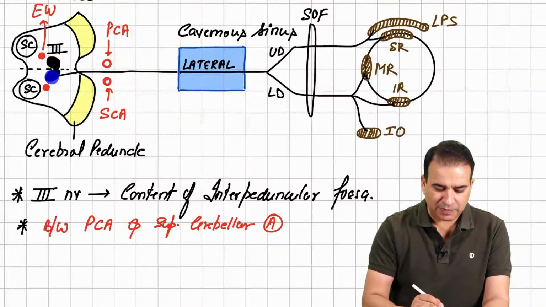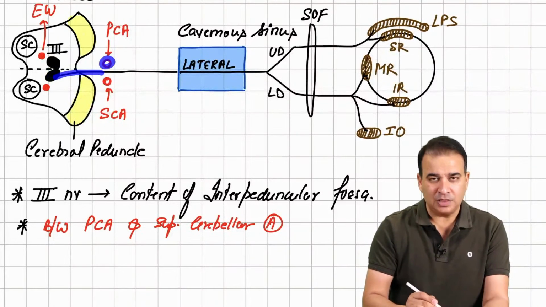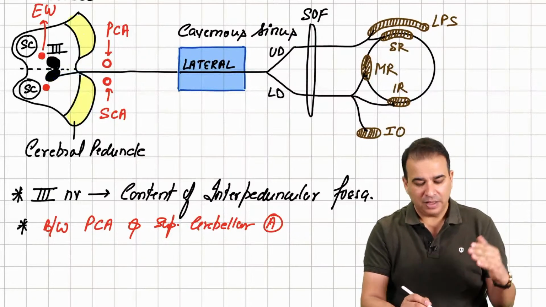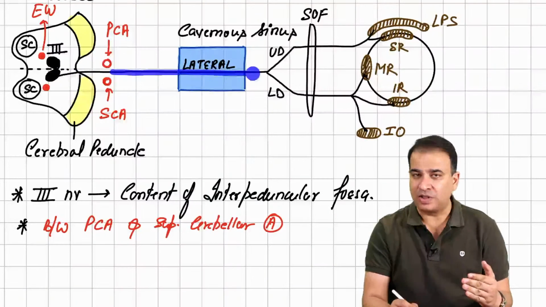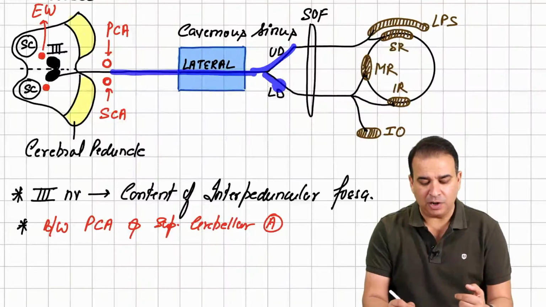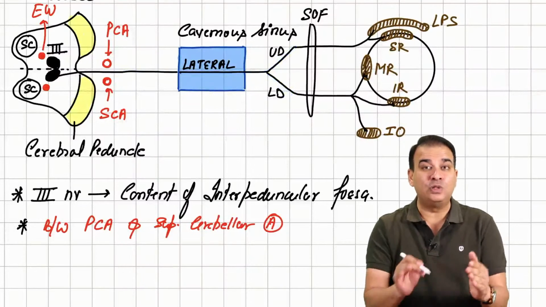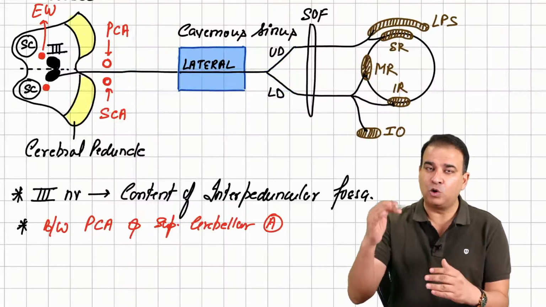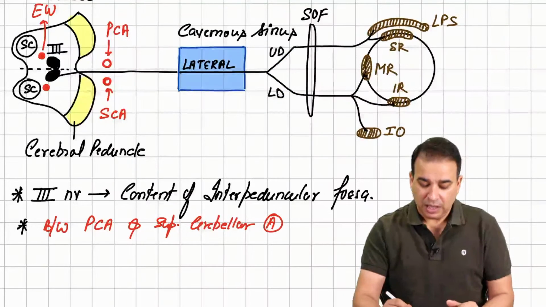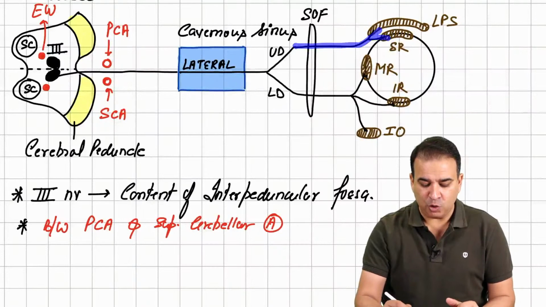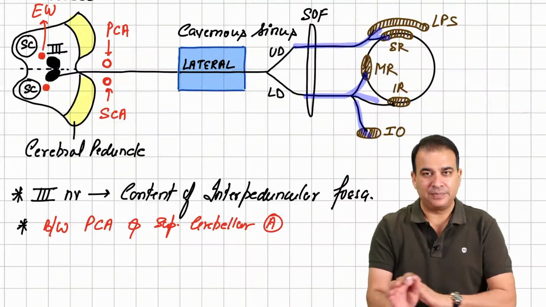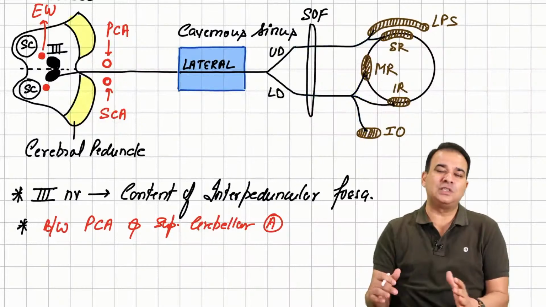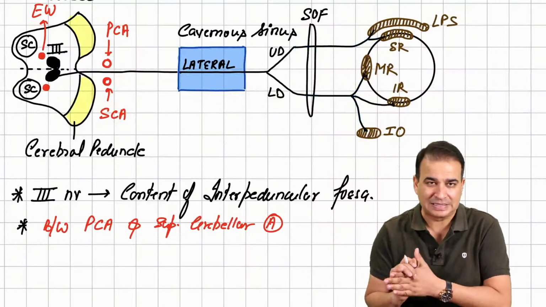So the third nerve, coming from the third nucleus, comes out of the interpeduncular fossa, runs between the PCA and superior cerebellar artery, eventually runs in the lateral wall of the cavernous sinus, and divides into upper and lower divisions before entering the fissure. So when we talk about the contents of the superior orbital fissure, we have an upper and lower division of the third nerve. The upper division supplies the upper two muscles and the lower division takes care of the remaining three muscles there. That's the third nerve, and that's how it does the motor function, supplying the muscles.